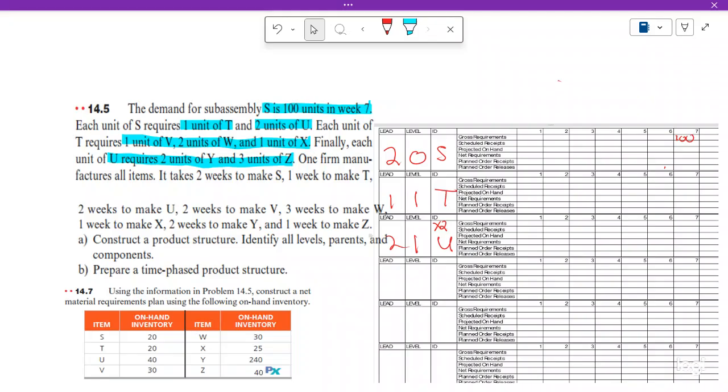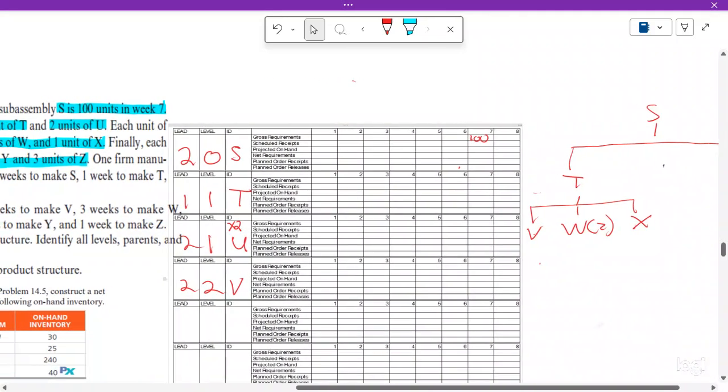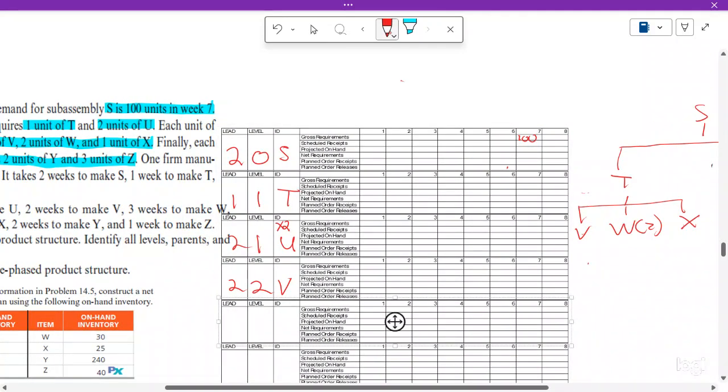Then, we are doing 2 weeks of V. V is your level 2. It comes from T. Let's go back.